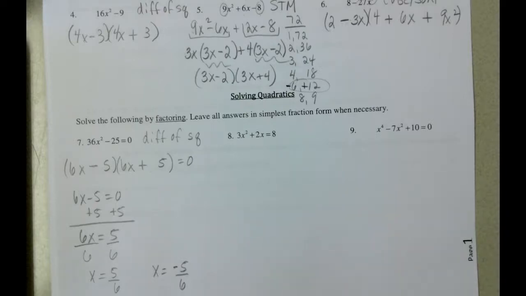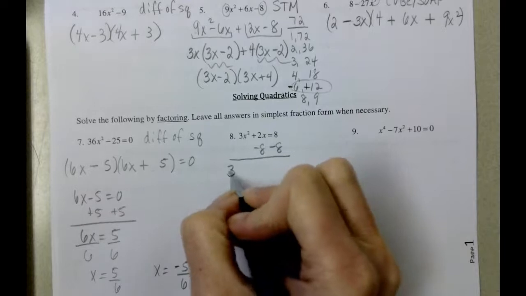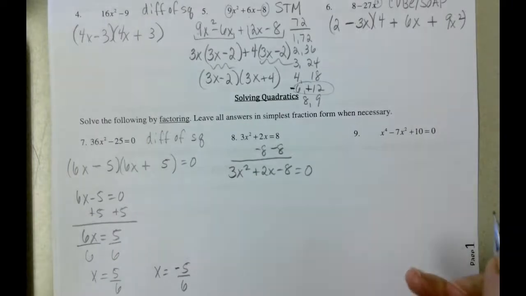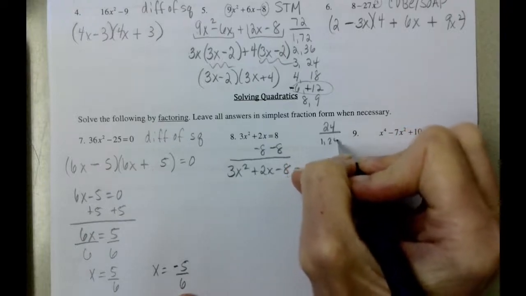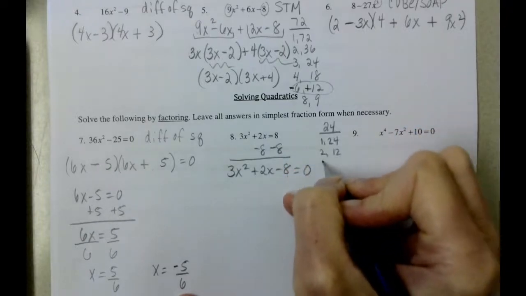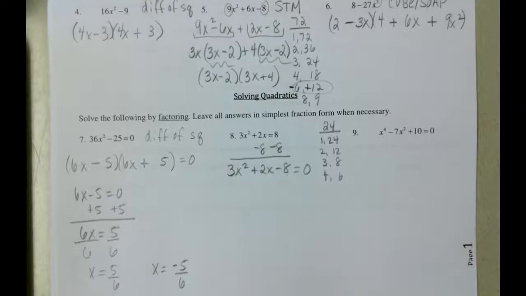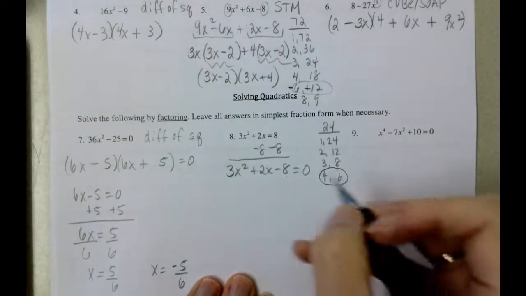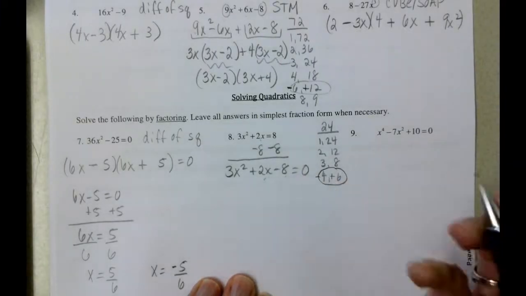When we look at problem number 8, we have to set the equation equal to 0 before we can factor. And this is going to be a split the middle. 3 times 8 is 24. And the factors are 1 and 24, 2 times 12, 3 times 8, 4 times 6. And it looks like the factors that we're going to use are 4 times 6, because we need to combine to be 2. And in fact, it's going to be negative 4 plus 6. That's going to give us 2, which is really this 2 right here.